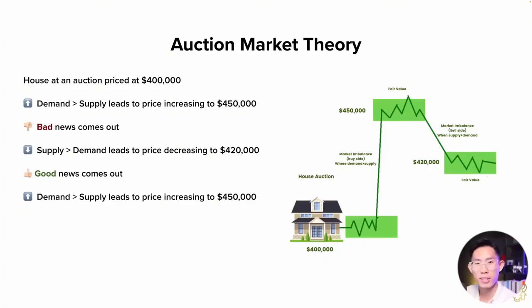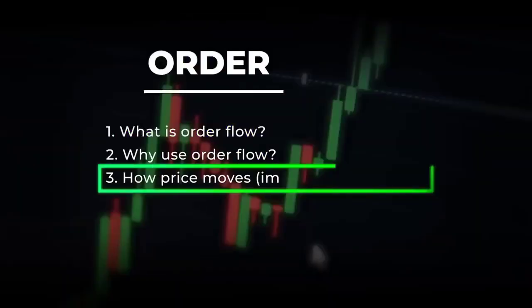Essentially, this is what happens in the markets every single day. Every single day, buyers and sellers meet each other, and what they are doing is trying to find the fair value of an asset, be it a stock or a crypto coin or a forex currency pair, right? Which results in buy or sell orders, which pretty much constitute the order book and make up the order flow.